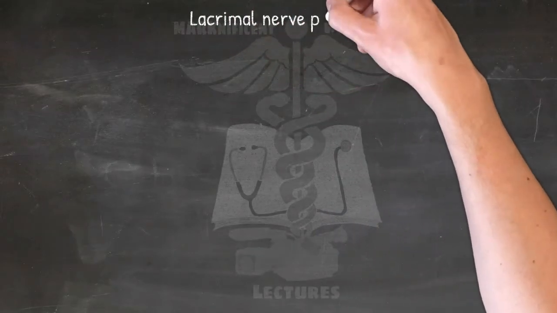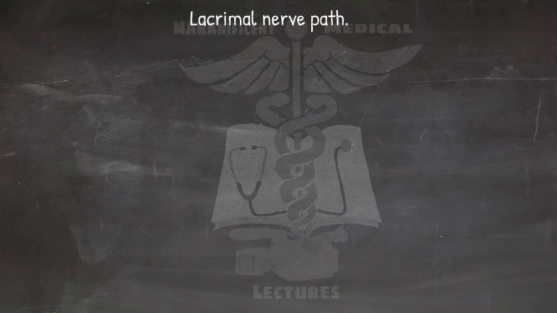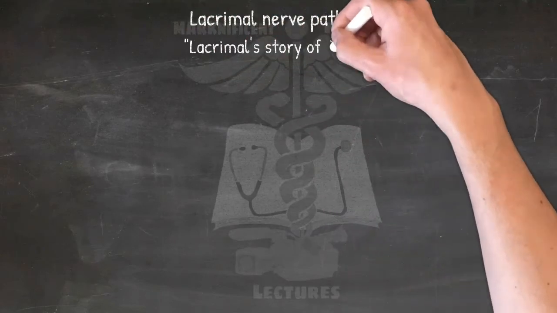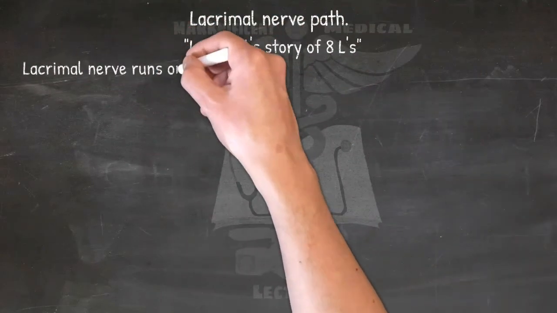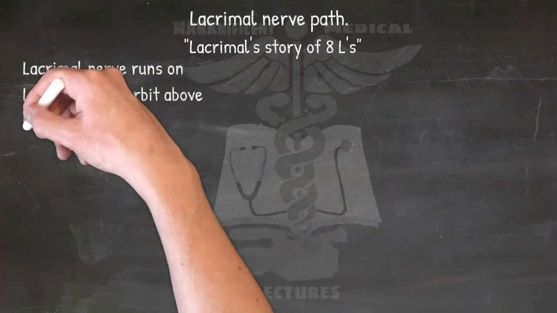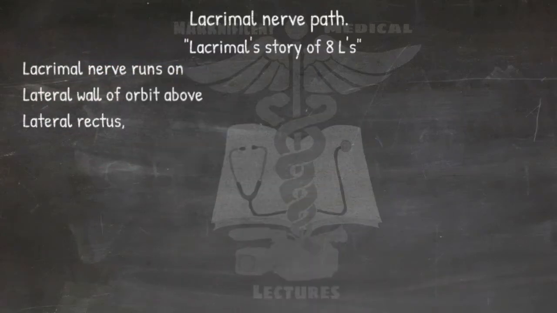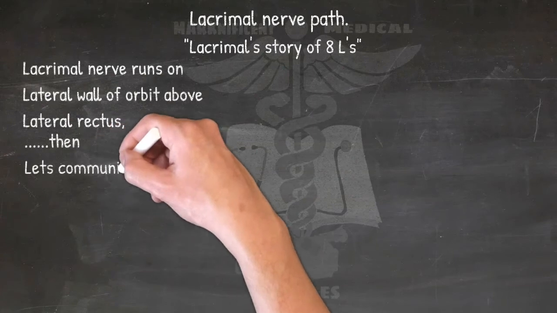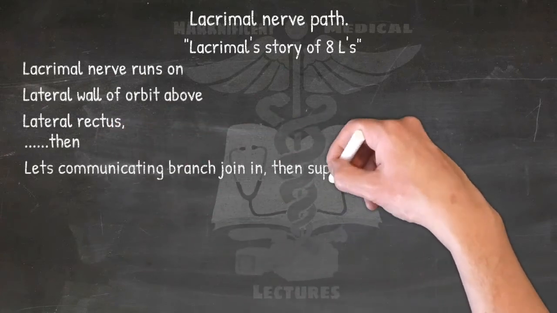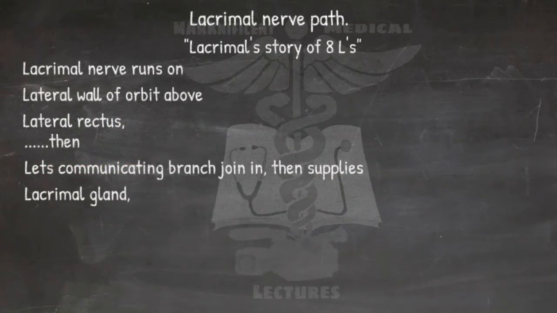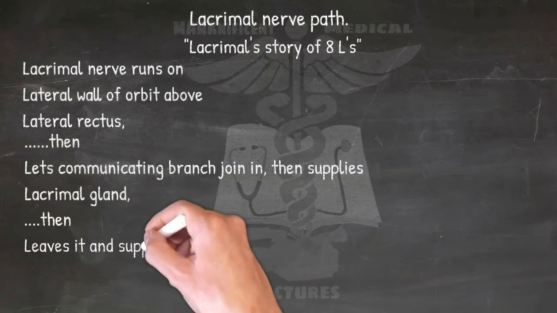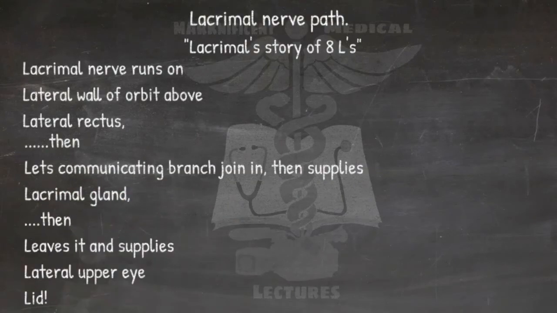Lacrimal nerve path. Lacrimal's story of 8 Ls. Lacrimal nerve runs on lateral wall of orbit above lateral rectus and lets communicating branch join in, then supplies lacrimal gland, then leaves it and supplies lateral upper eyelid.